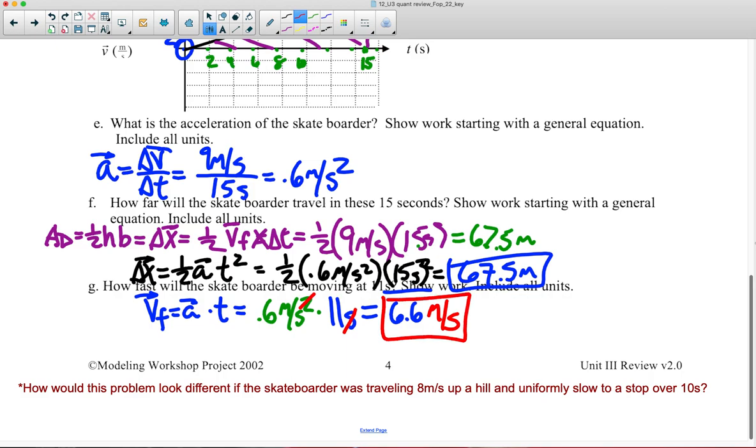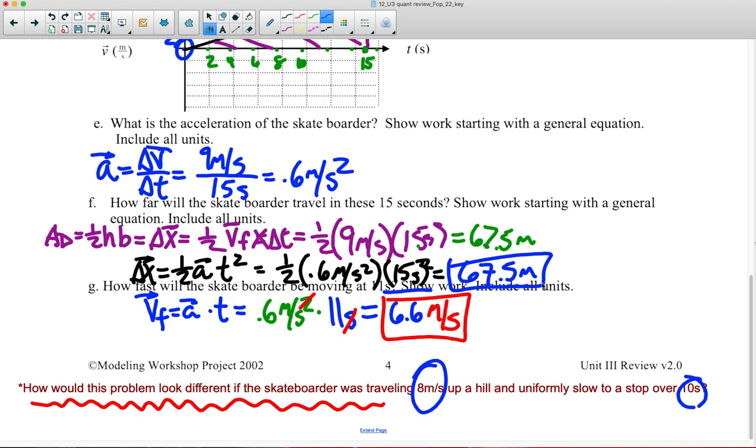So that takes care of the skateboarder problem. You also did one of these for homework. I've put an additional problem down here. It says, how would the problem look different if the skateboarder was already moving at 8 meters per second and slowed down uniformly to a stop over 10 seconds? You could resolve all of these with that same problem, and that would be some more good practice for you. If anybody has questions about that, we could talk about that before we take the test on Wednesday. I hope that helps.